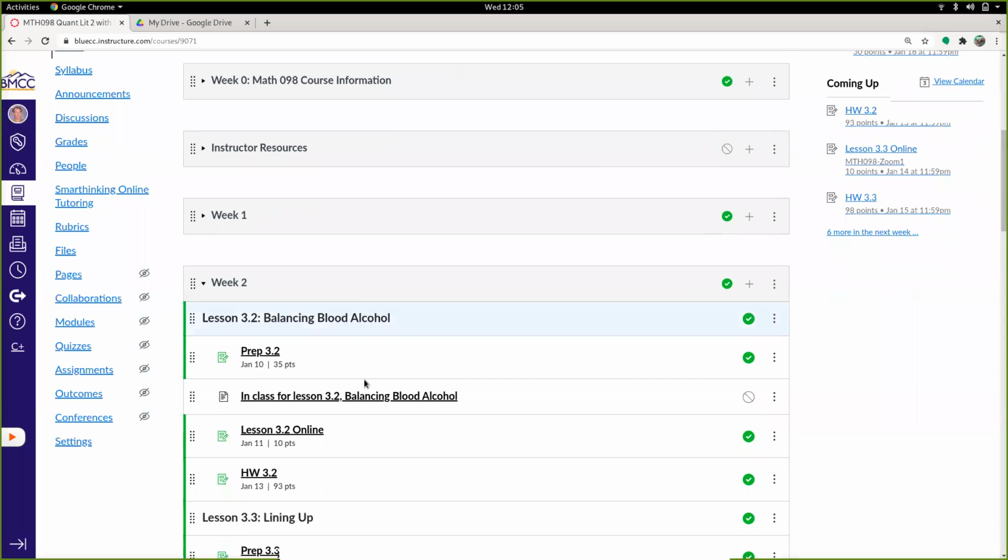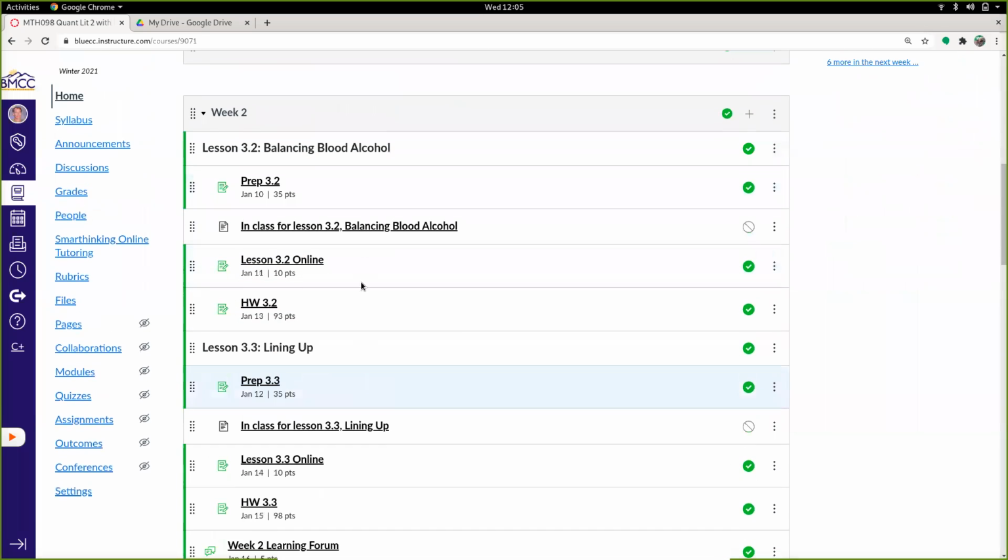All right, so this is week 2, and we were working on lesson 3.2, which is about balancing blood alcohol and playing with that equation. So I'm going to bring that equation, a couple of versions of that equation that we dealt with, up again to play with. I mentioned what the prep was about for today, and hopefully you did the prep last night.